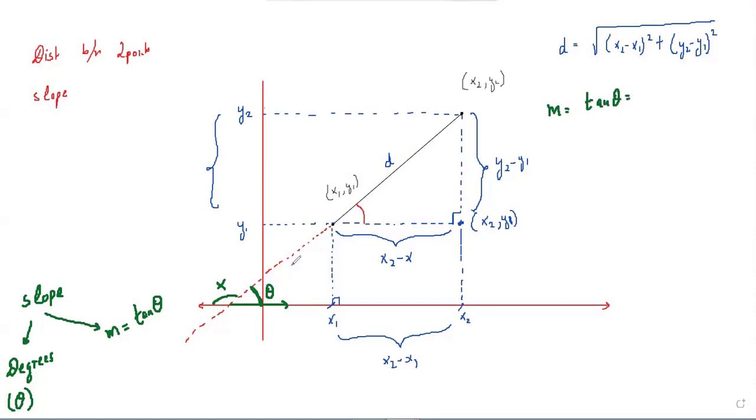And guys, if this is theta, this also is going to be theta. Parallel lines, perpendicular, corresponding angles. Right? And what is tan theta? Right now, you might be knowing it, you might not be knowing it. But you remember from your 10th class, tan theta used to be perpendicular upon base? And perpendicular was y2 minus y1. Perpendicular is this, the side in front of the angle, and this is base. Don't worry if you don't know, it doesn't matter.